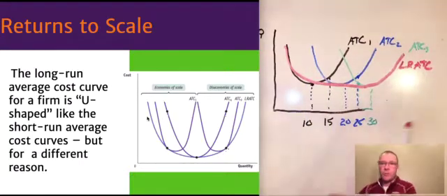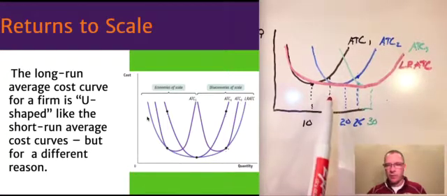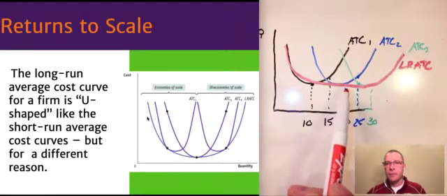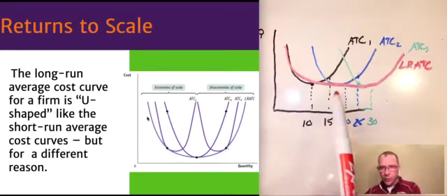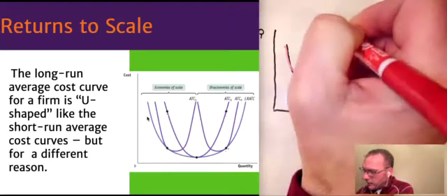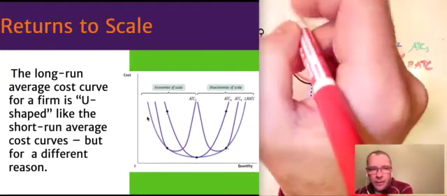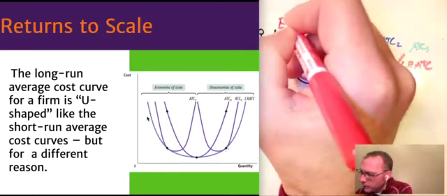That is where I should produce if I was in the long run at any of those particular quantities, so I could get those particular prices to be minimized. As this thing slopes downward, you can break this off to about here. Anything in that area is going to be called economies of scale.